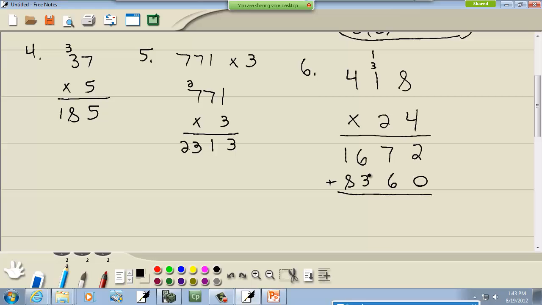Now I'm going to add these two lines. So 2 plus 0 is 2, 7 plus 6 is 13. Put the 3, carry the 1. 1 plus 6 is 7, plus 3 is 10. So put 0, carry the 1. 8 plus 1 gives us 10. So our answer is 10,032.